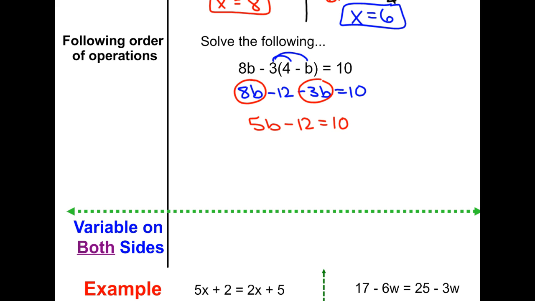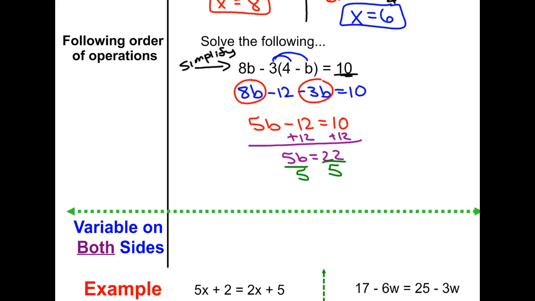Now's where we can solve it because we have everything on one side simplified. So we need to simplify this side first. And this side was already simplified. The 10, that's already simplified, so we don't need to simplify it there. Now we can't simplify this anymore. 5b minus 12, we can't go any further. So instead, let's add 12 to both sides. So we get 5b equals 22. Last but not least, we need to divide by 5.